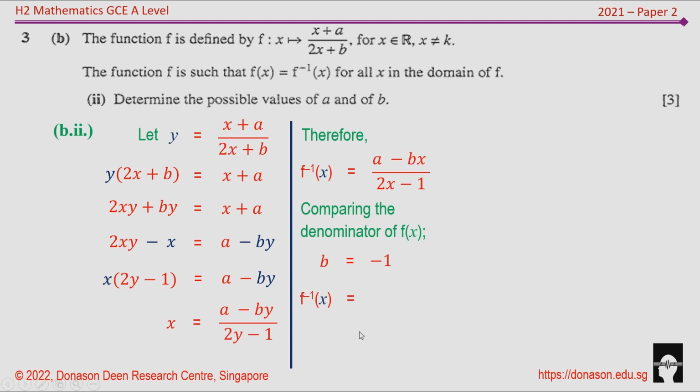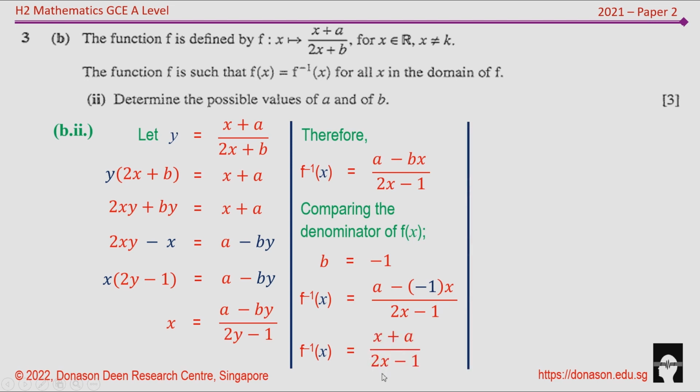Your f inverse x now becomes a minus, of course since the b value is a negative 1, negative is going to become positive, then we have a x. So your f inverse x becomes x plus a over 2x minus 1. Can you see it is exactly the same as your function x? So x plus a here is fx and this is f inverse x, and the denominator is 2x plus b, of course 2x minus 1, since the value of b is equal to negative 1, right?